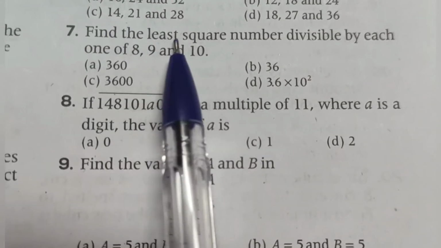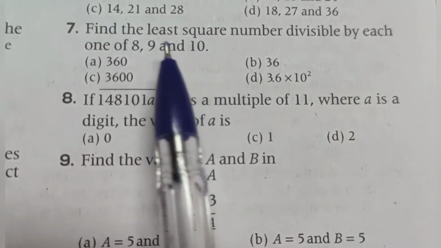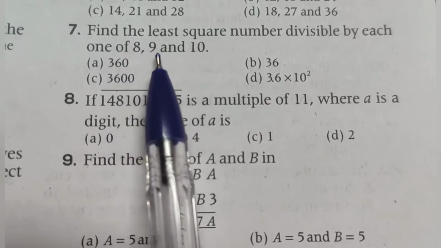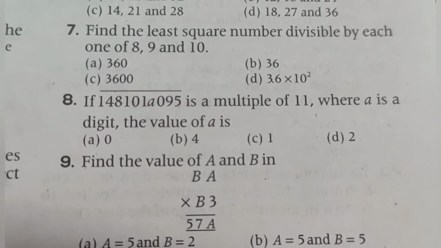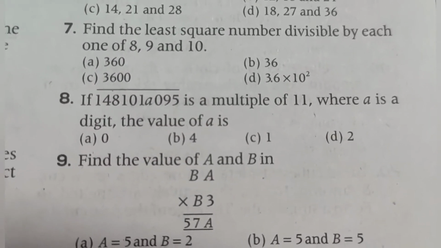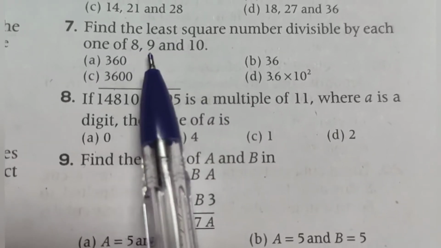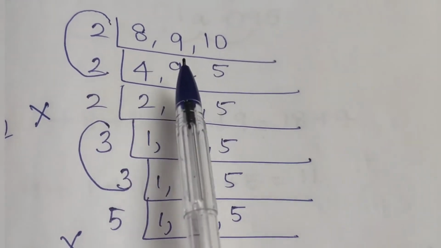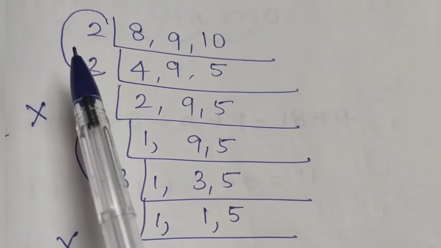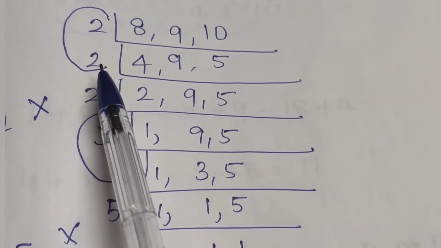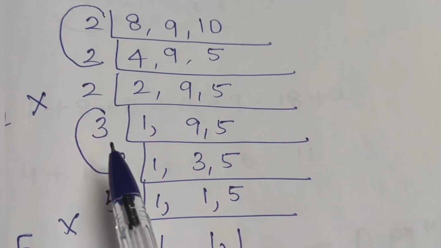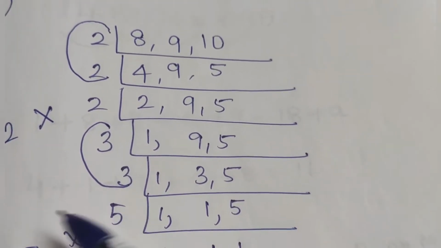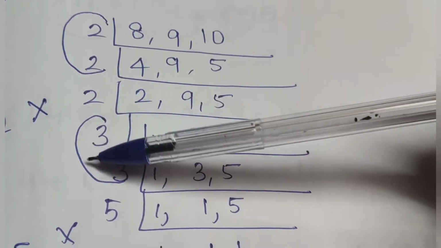Seventh question. Find the least square number divisible by each one of 8, 9 and 10. Square number, that number must be divisible by 8, 9 and 10. I do the prime factorization of 8, 9 and 10 and I get the prime factors as 2, 2, 2, 3, 3, 5. These are the prime factors that I get.